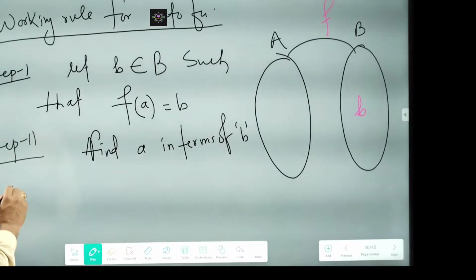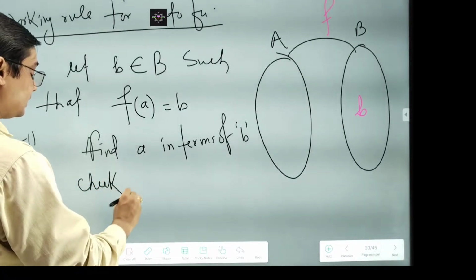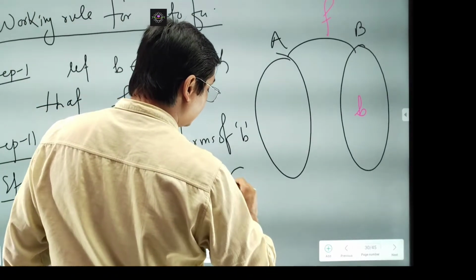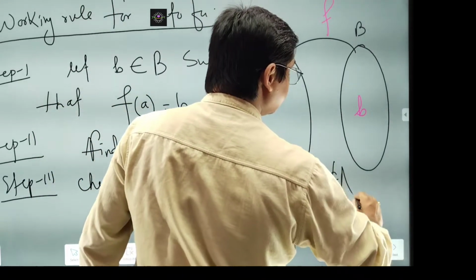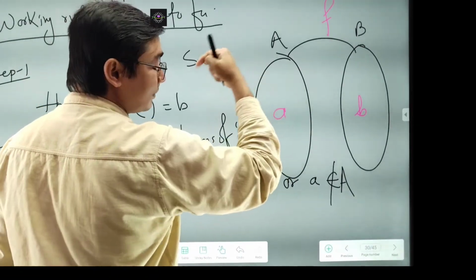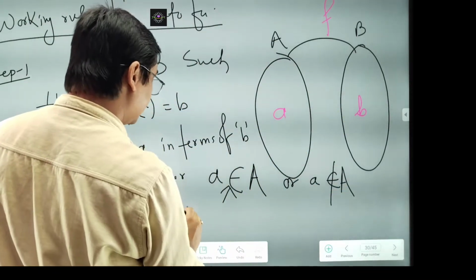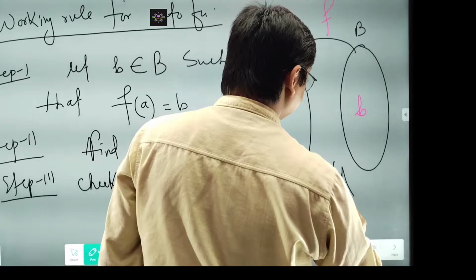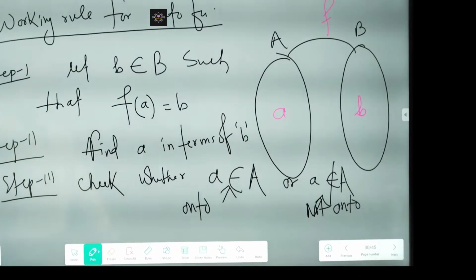And then in step 3, just check whether this small a belongs to this first set capital A or not. Just you check whether this small a is in this capital A or not. If this is in capital A, then we call the function is onto, or if this does not belong to capital A, then we call this is not onto. So guys, this is the working rule.